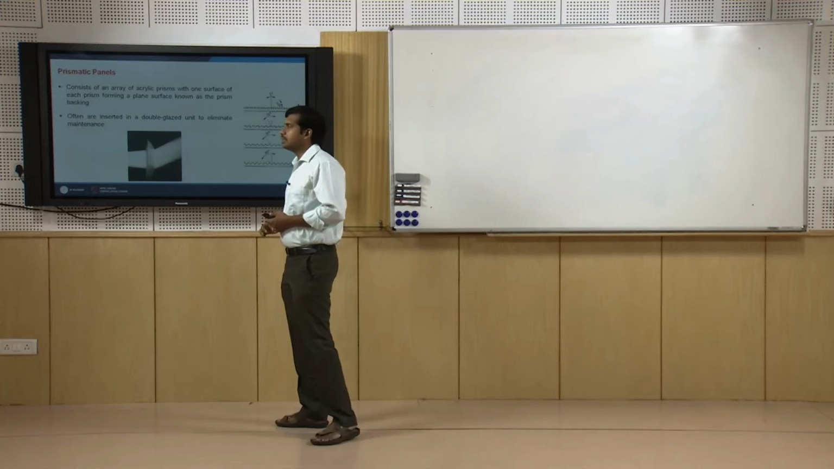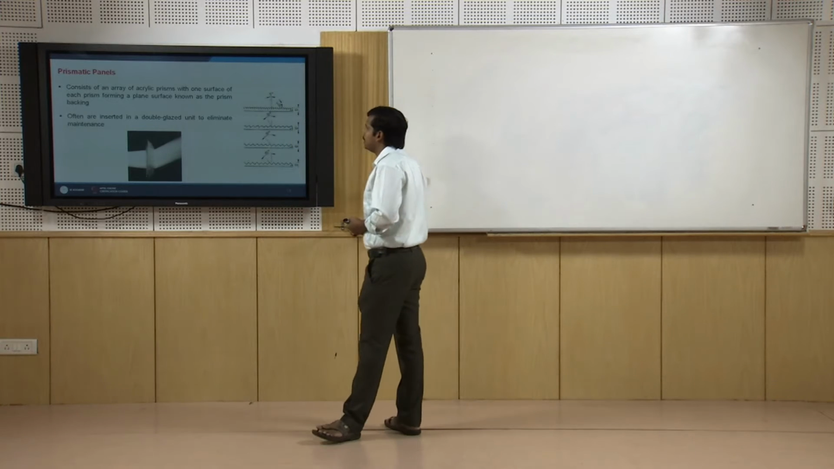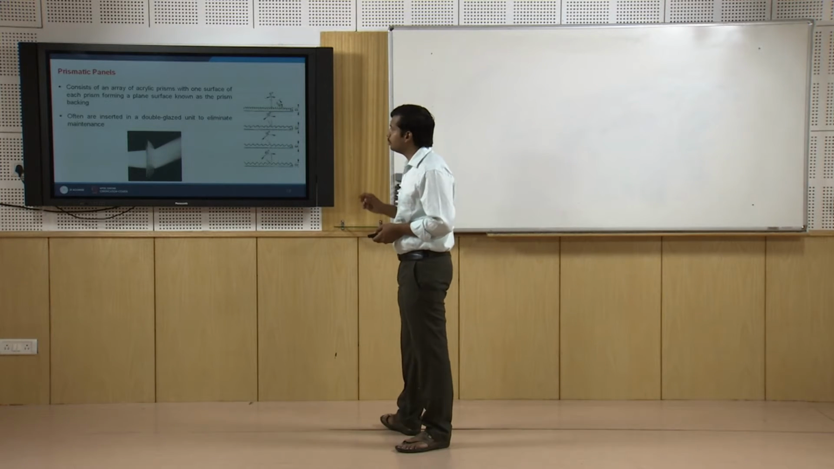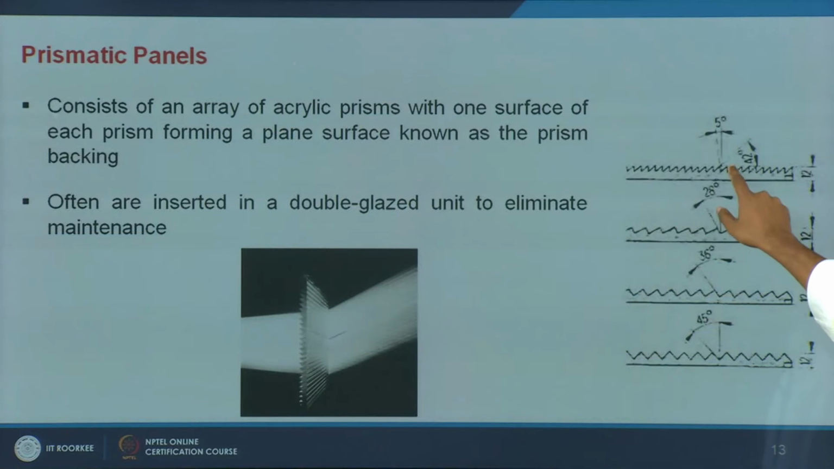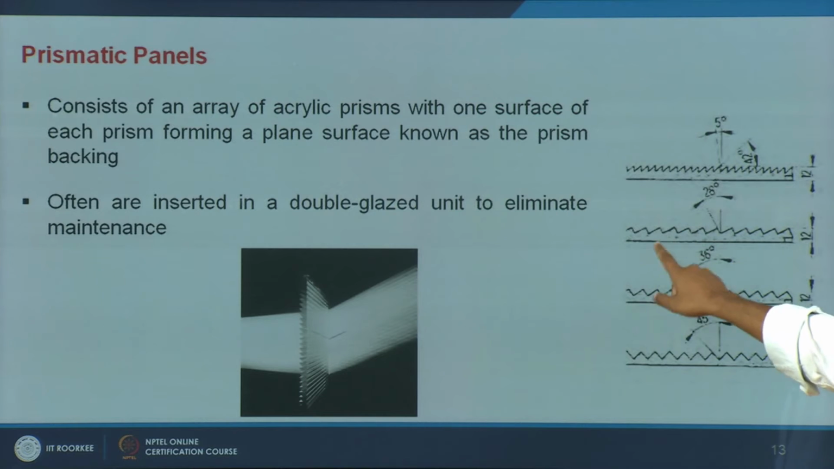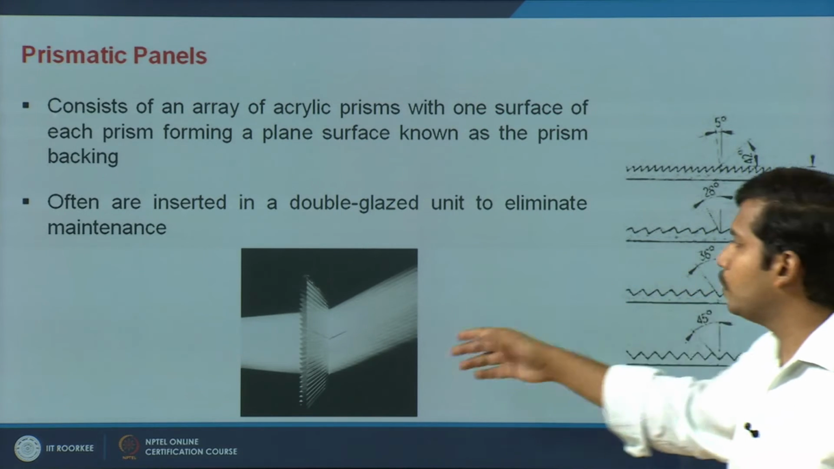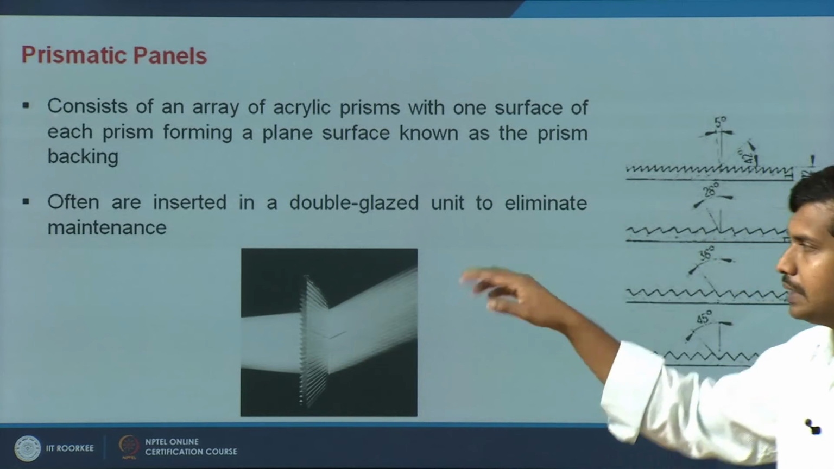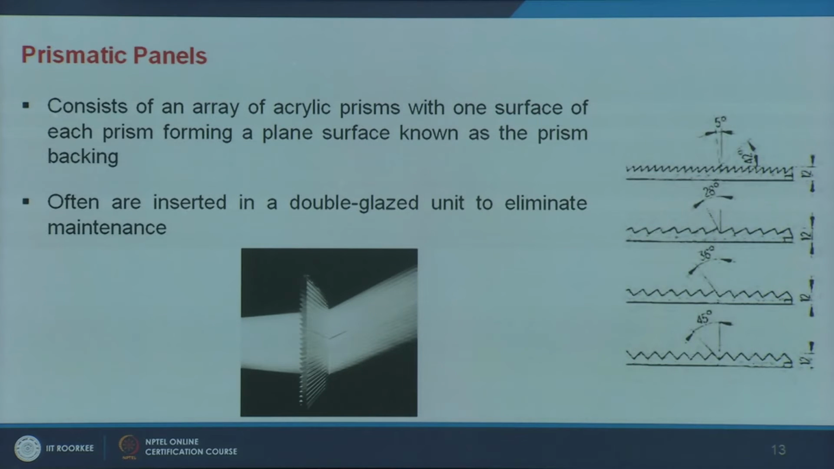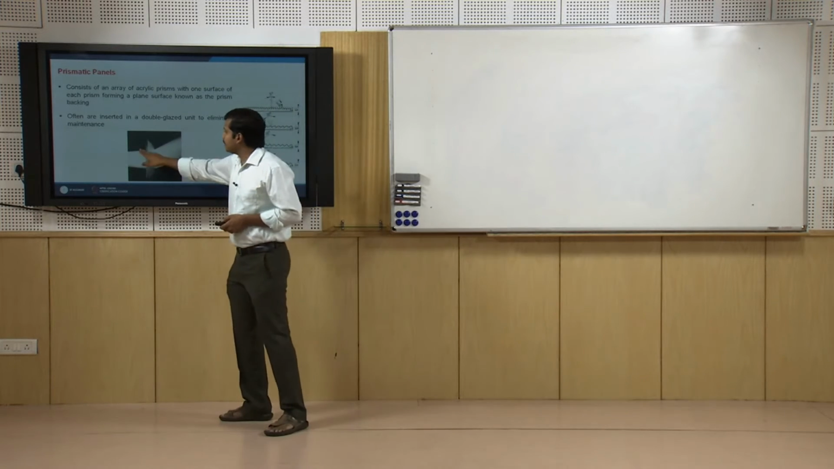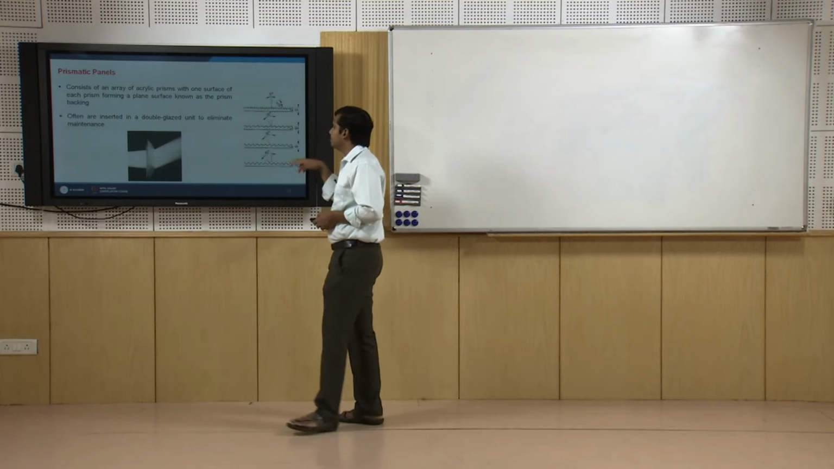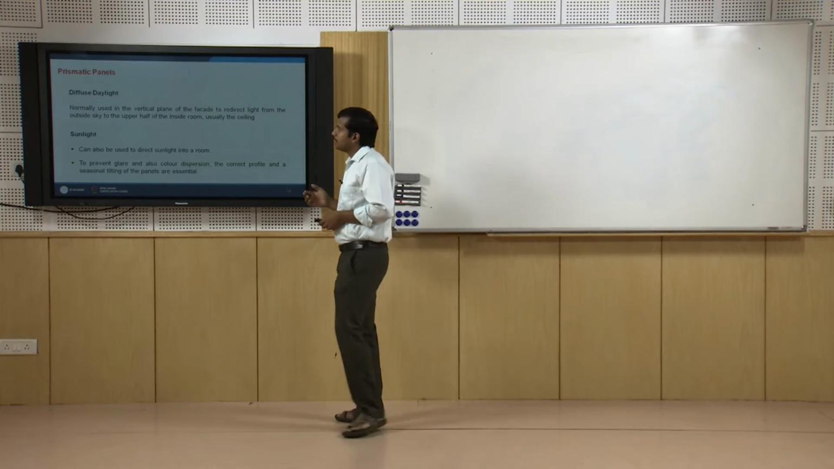Another concept which is in use is called prismatic panels. These are typically acrylic panels which are cut and each one of them acts as a prism, and the shape, the angle and the size of it determines the reflection which is happening. They are mostly inserted into double glass units like we saw in the previous case. Between two panes these are inserted, and they reflect and diffuse the direct light which is falling on it. Different types are there.